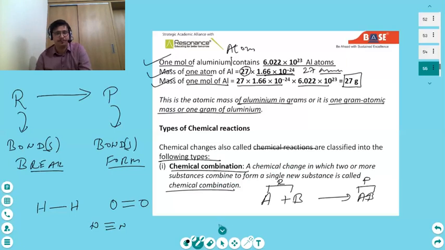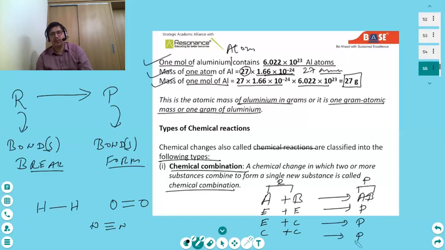Now, one important thing you need to know here: this A and B combining to give AB, this A and B can be element or compound. Okay. This A and B can be element plus element, element plus compound, or this can be compound plus compound. So 3 permutation combinations are there. Element combining with element to give a product, element combining with compound to give a product, and compound combining with compound to give a product. We will see the example of each one of these. But the representation of chemical combination is this.